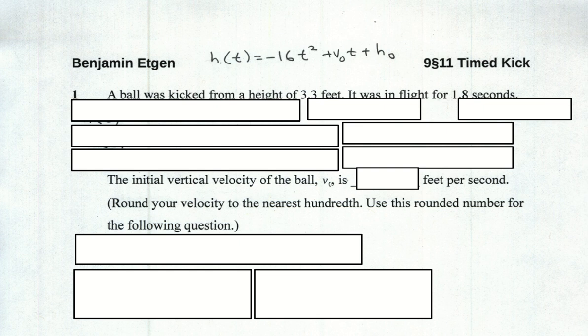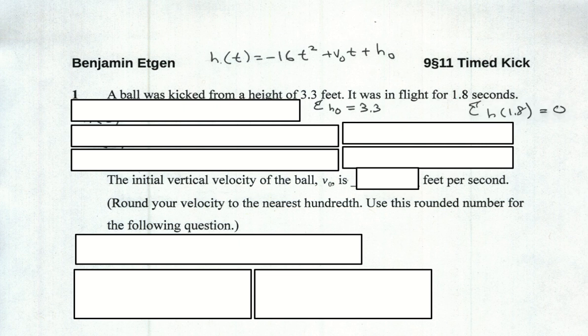So let's take a look at the setup of this question. A ball was kicked from a height of 3.3 feet. So let's deal with the 3.3 feet first. That was the height it was kicked from. So that's actually the initial height. So h sub 0 is 3.3 in this particular example. It was in flight for 1.8 seconds.